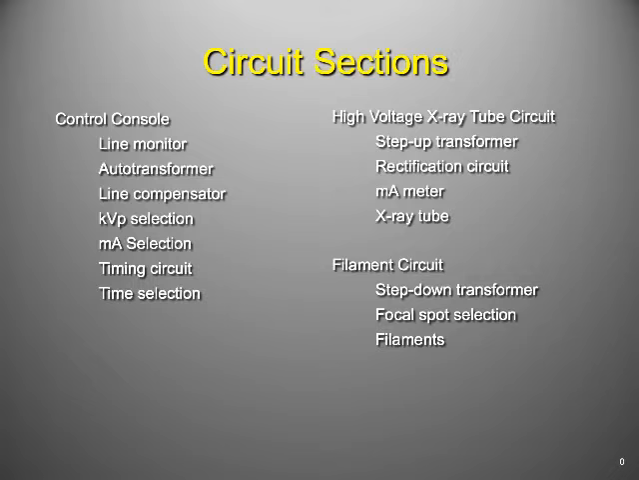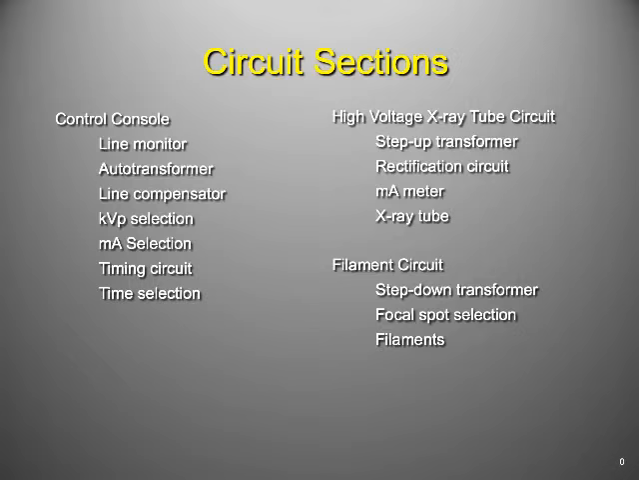There's a kVp selection that is tied directly to the auto transformer, and it just selects the number of windings that are activated on the auto transformer. That mA selection is going to come off of that and have its own separate section in the high voltage part. The timing section comes off of the kVp selector. On the high voltage side, the step-up transformer goes to the kVp part of the X-ray tube, so it's step up to kilovolt peak. It has more windings on the secondary side, the step-up transformer does.